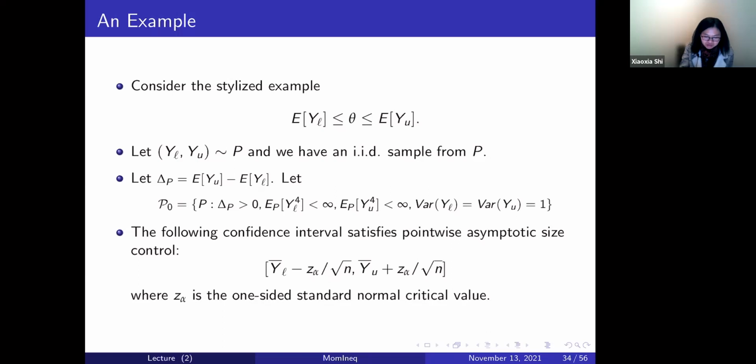Now, suppose you consider this set of DGPs consistent with your assumptions. This set of DGPs allows the identified set, or identified interval, for theta. So that is the length of the identified interval for theta. It requires the length of the interval to be strictly positive. And then it also imposes some moment conditions. And let's say for simplicity, we assume the bounding variables have variance 1. They don't have to, but when they have variance 1, I don't have to worry about studentization.